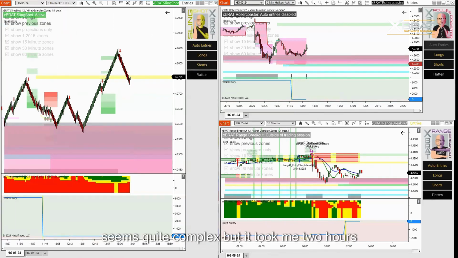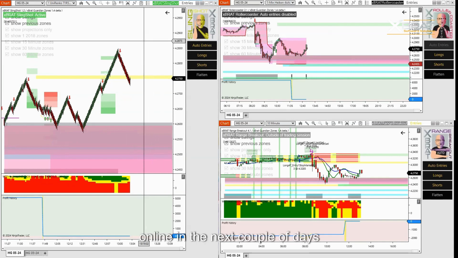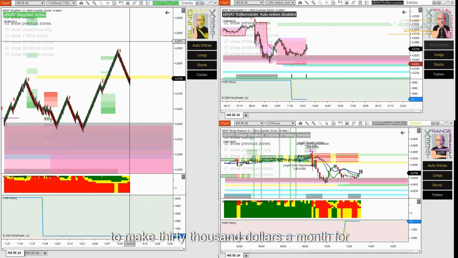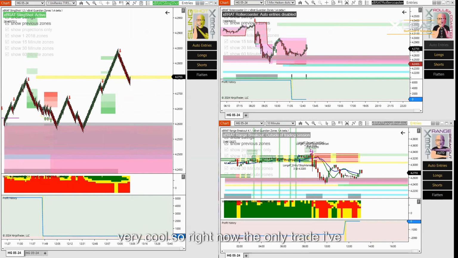Seems quite complex, but it took me 2 hours today to optimize all of these for 2 different instruments, and the recording will be up online in the next couple of days, to make $30,000 a month for 2 hours work. Okay, yes, it's not cheap to get this particular software, but it is very, very cool.